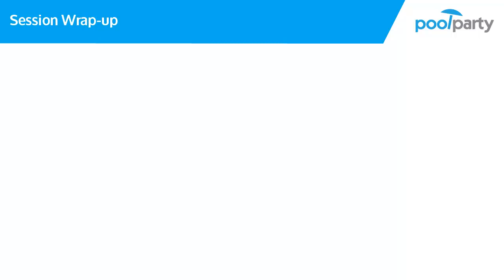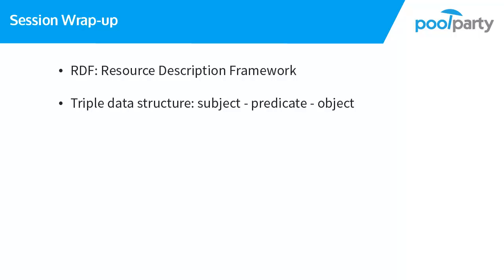Let's recap what we have heard in this session. We have talked about RDF, the Resource Description Framework, a standard published by the World Wide Web Consortium. In RDF, all information is expressed in the form of triple statements. A triple statement consists of a subject, a predicate, and an object. Most elements in RDF are assigned URIs, Uniform Resource Identifiers. It is best practice to use resolvable URLs as URIs.